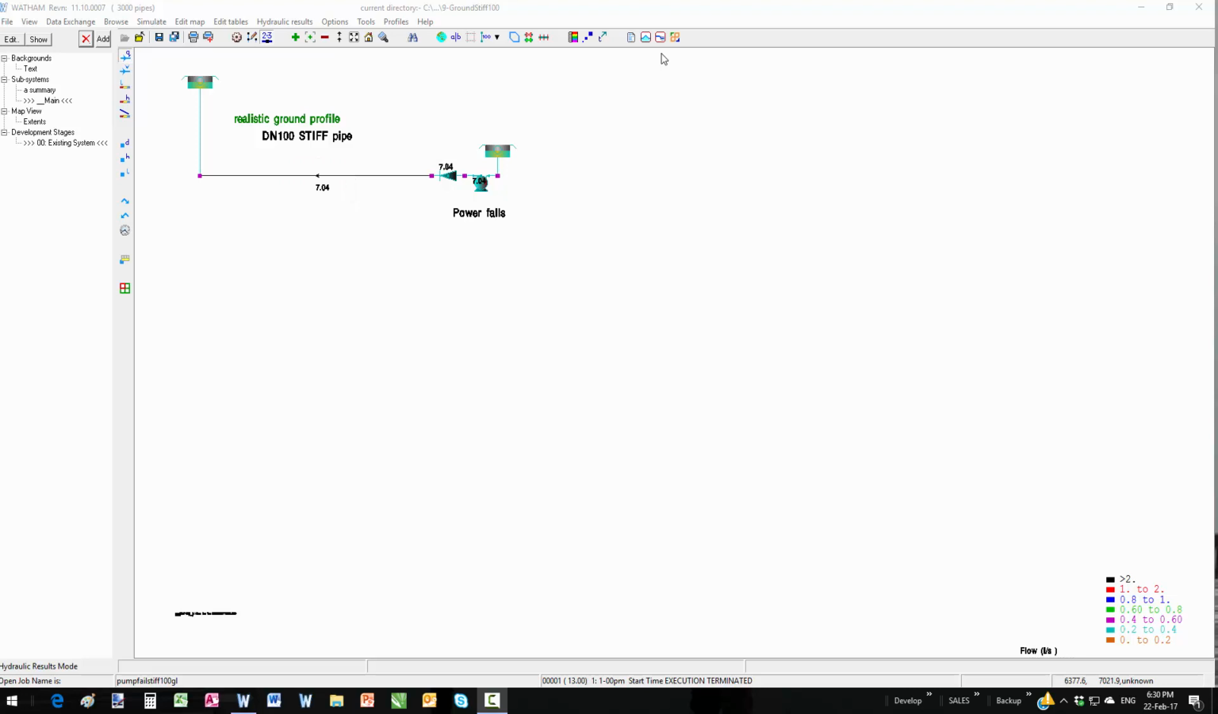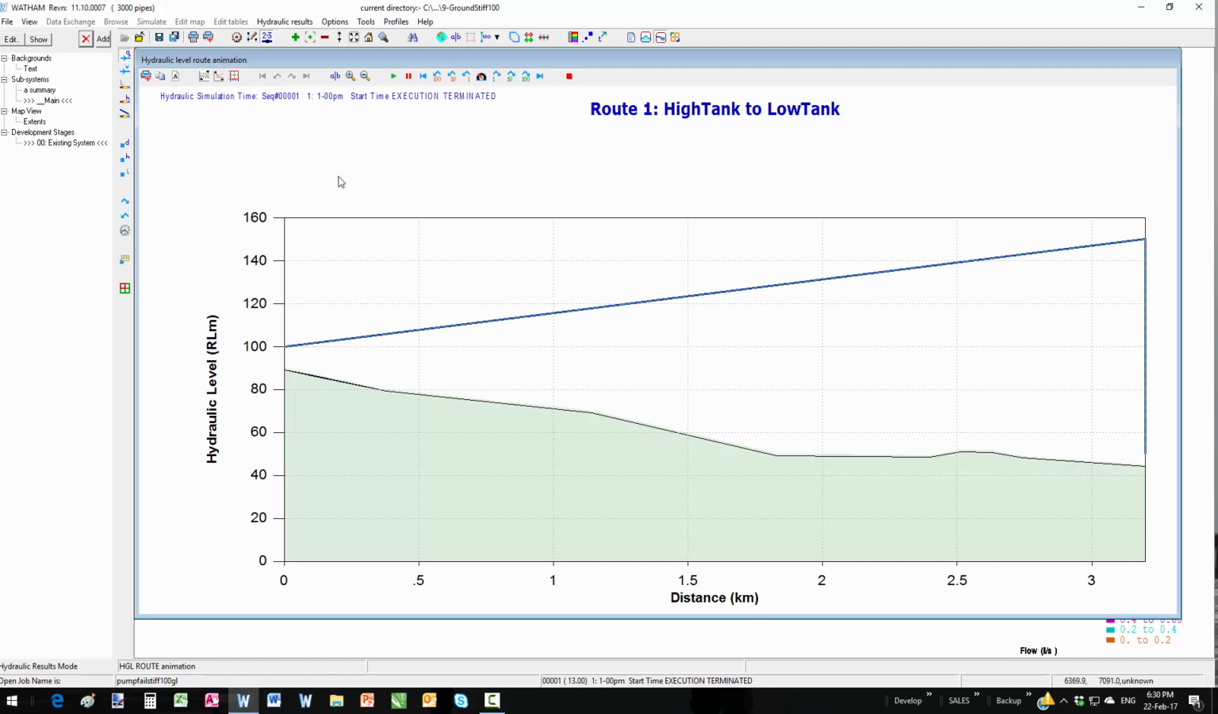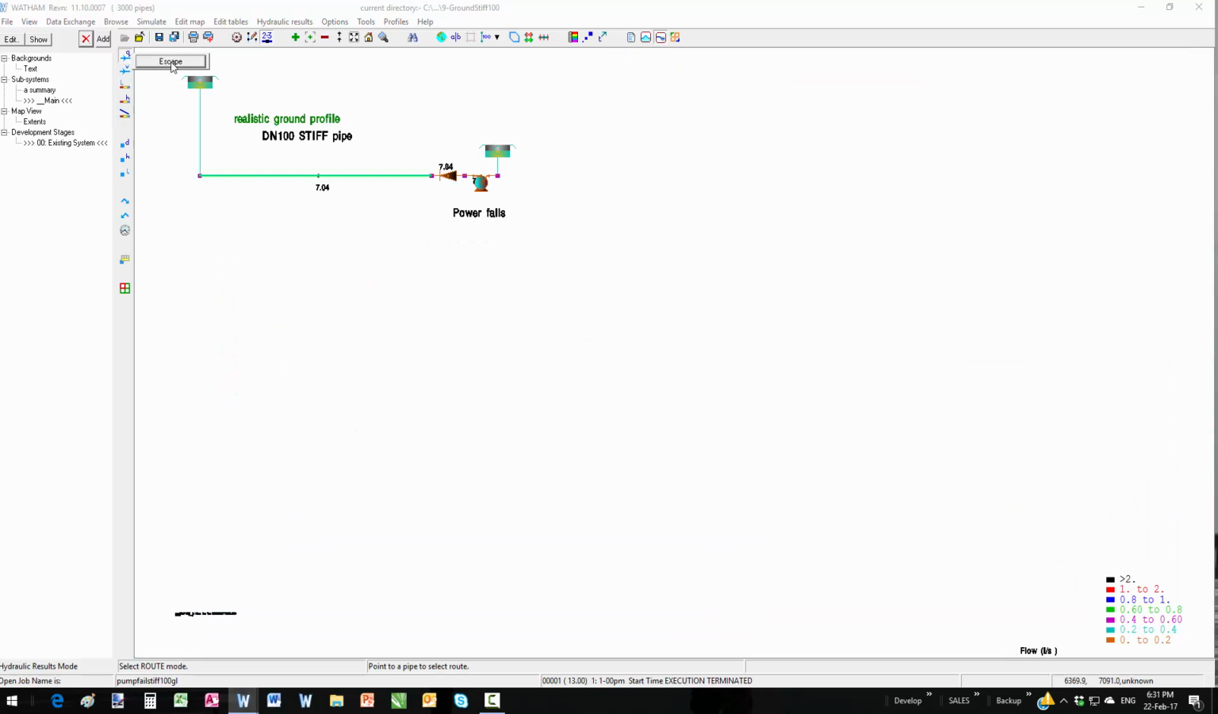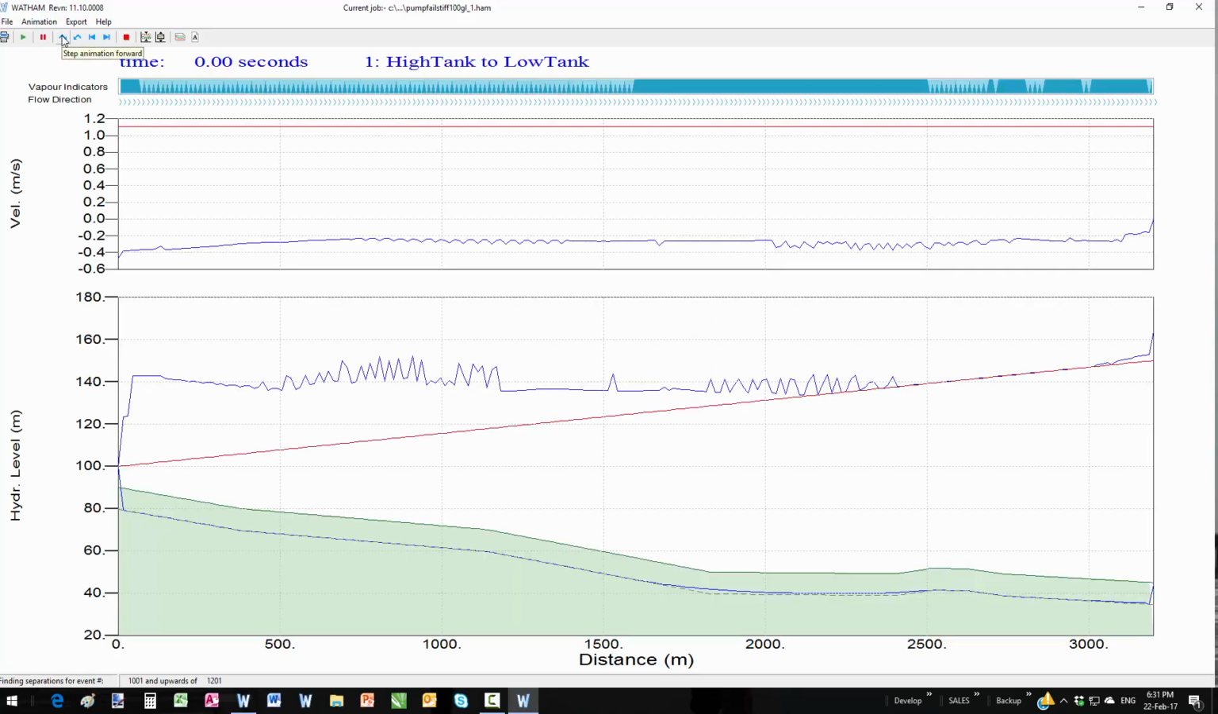This time the hydraulic grade line looks like this, in relation to a ground profile that rises realistically from the pump station on the right to the destination tank on the left. Closing out of this mode and going over and running the transient simulation. Now this looks a lot different than our previous examples, where the ground profile had no influence.